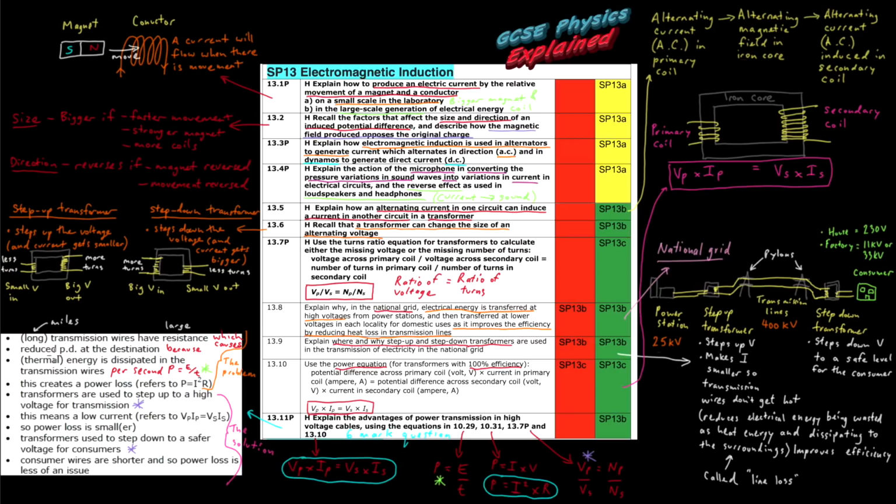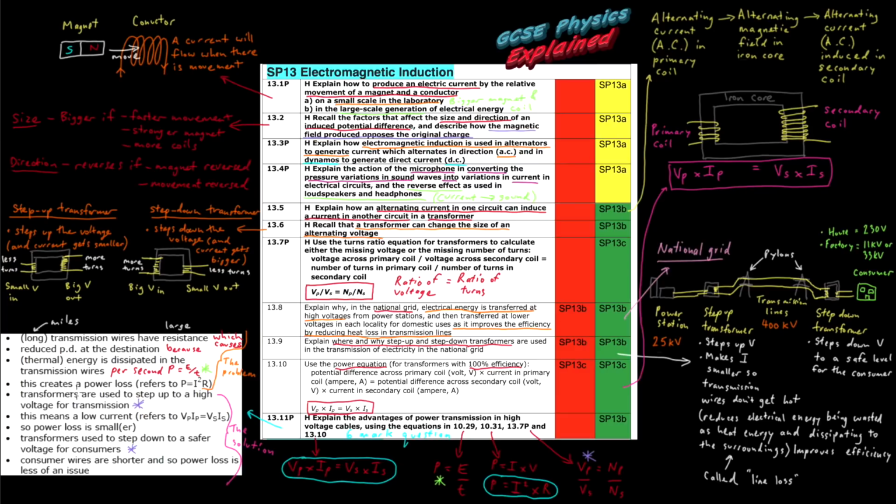That means you'll end up with a reduced potential difference at the destination for 2 marks, because thermal energy, heat energy, is dissipated in the transmission wires for your 3rd mark. Now that'll be per second. So power, remember, is energy over time. So I've used that equation there. Now that's the problem. So highlight the problem first.